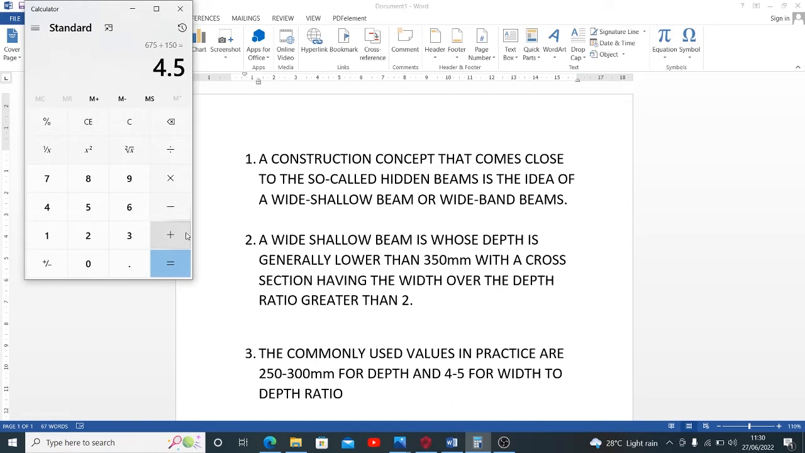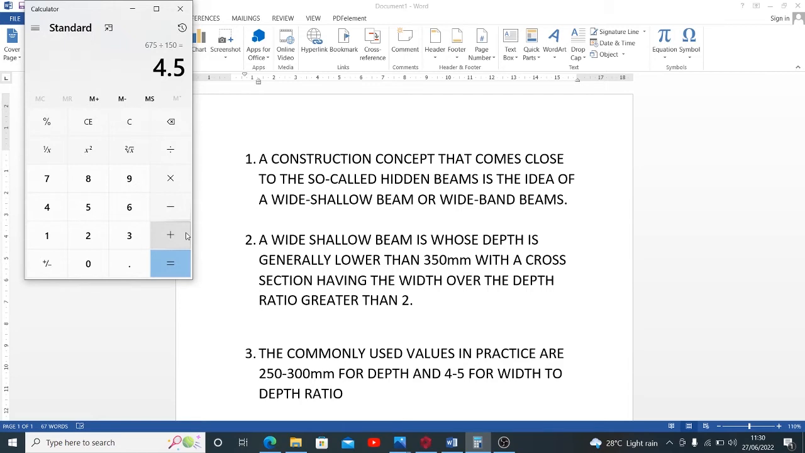So it means that any beam whose depth is lower than 350 mm and whose width over depth ratio is greater than 2 is categorized as a wide shallow beam. So please let's note that.